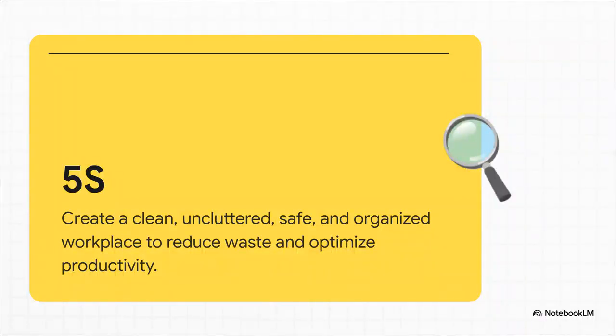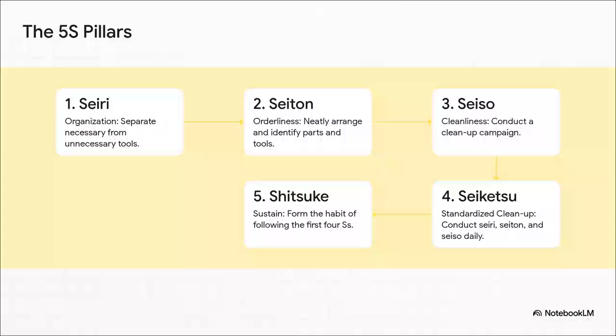And hey, this isn't just for a factory floor. You can apply 5S to your desk, to your computer files, even to your kitchen at home. So, the 5 pillars guide you through it. You start with Seiri, which is all about organization, sorting what you need from what you don't. Then comes Seiton, or orderliness, a place for everything and everything in its place.